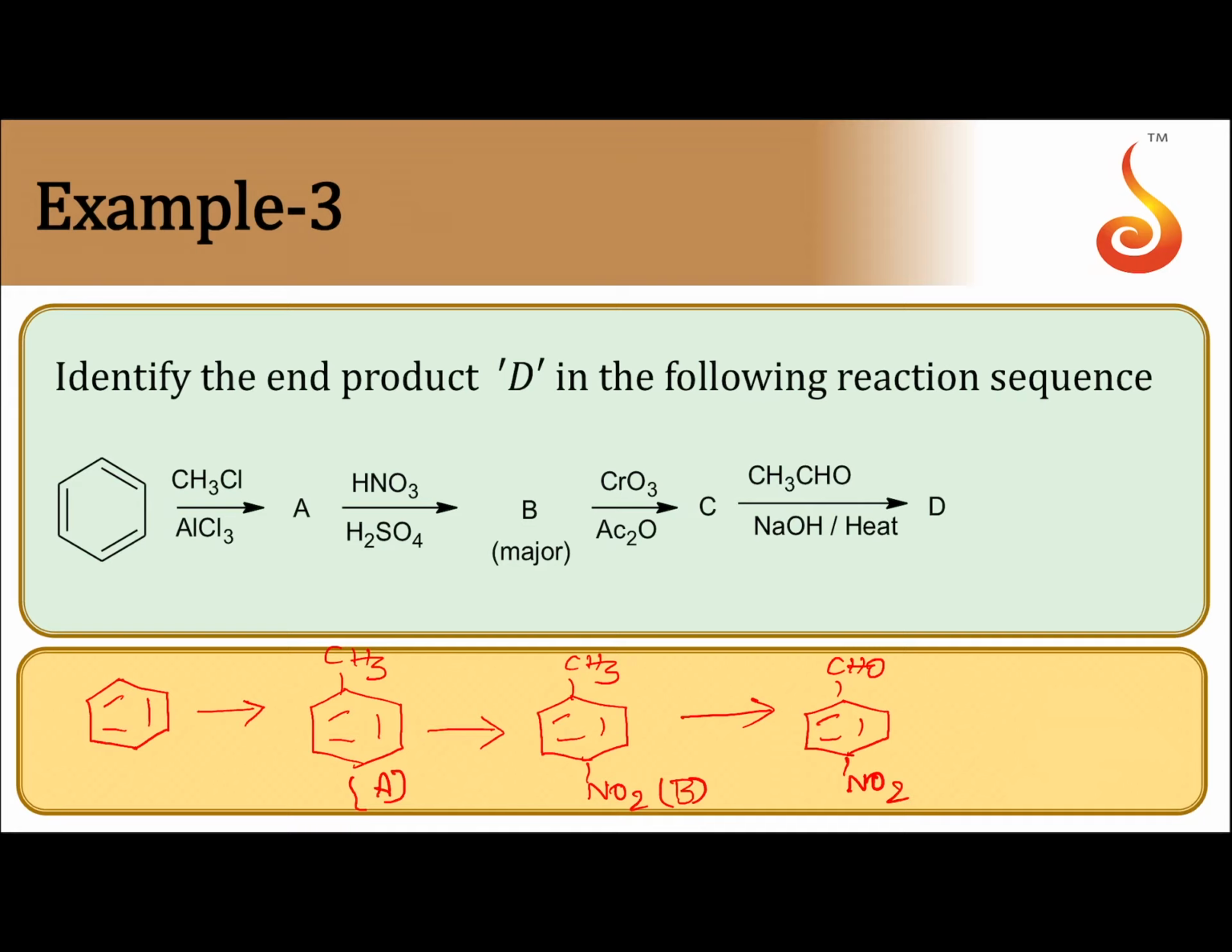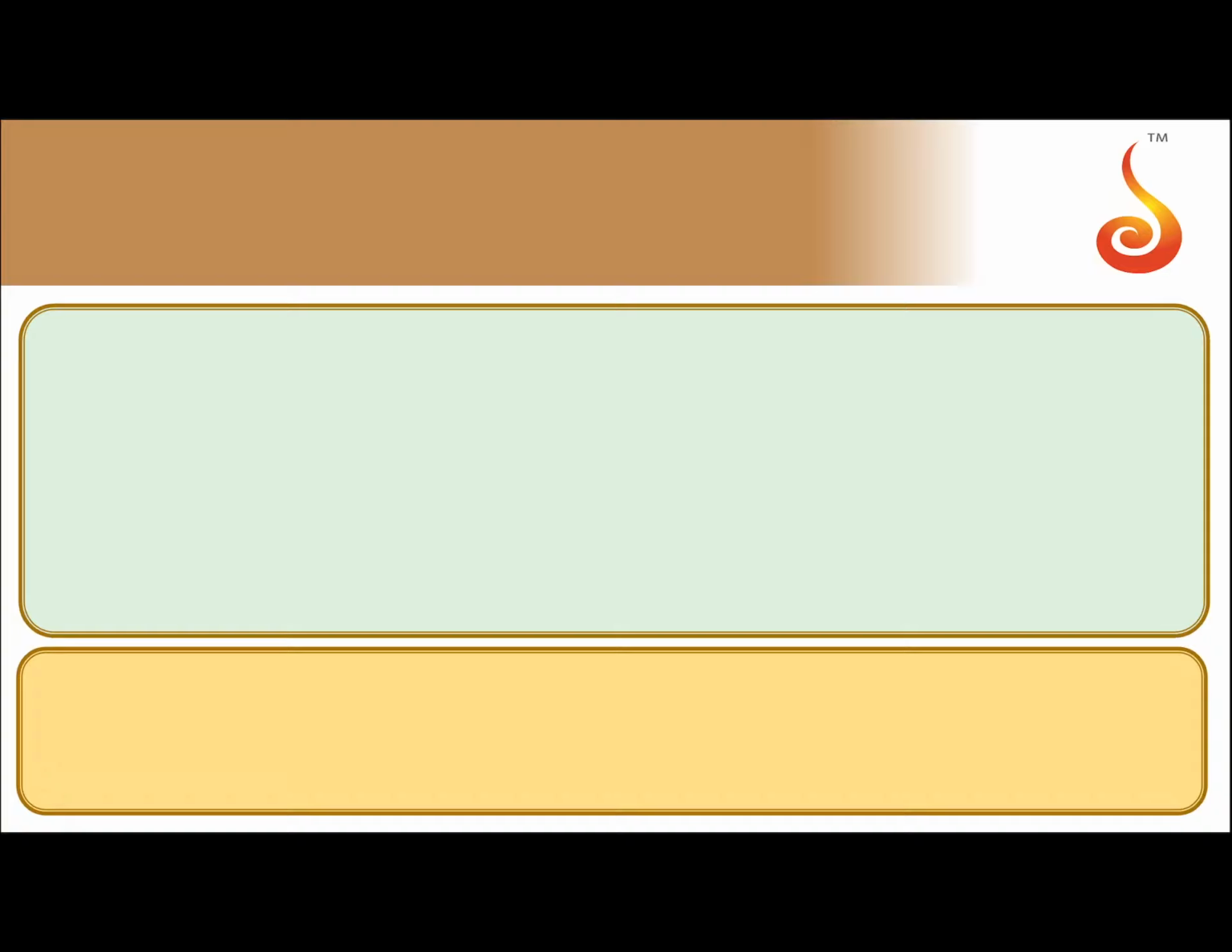Now this compound is treated with CH3CHO and sodium hydroxide. Means it is Claisen's reaction or crossed Cannizzaro reaction. Now let us see that reaction. The compound obtained here, C, is CH double bond O with the NO2 group here, and it is treated with CH3CHO.